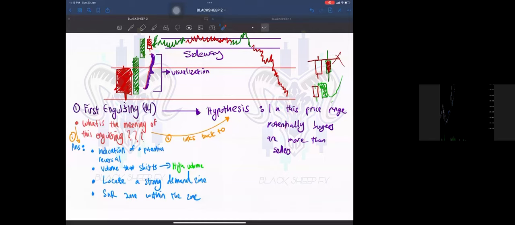Over 10 times you do it, 7 times you will lose, 3 times you might win. Let's say you hold it and then suddenly, boom, flies back up. But out of 10 times you do it, 7 times you're going to be like this. Okay?